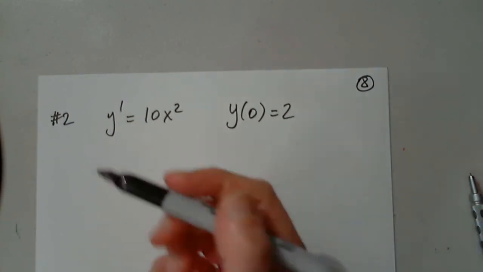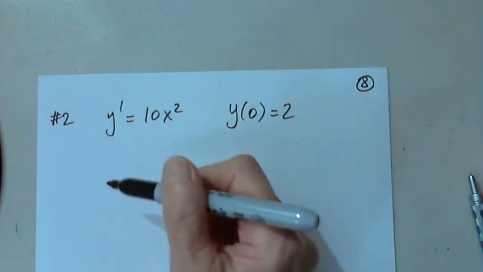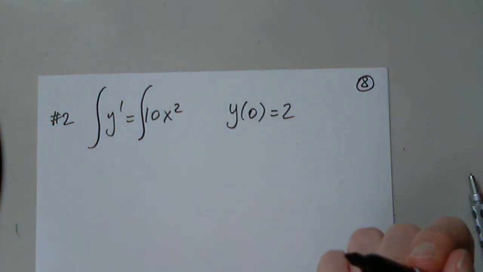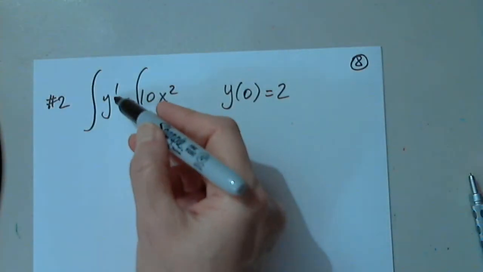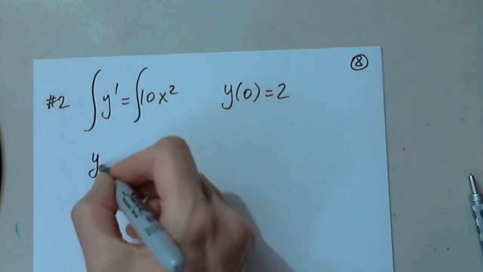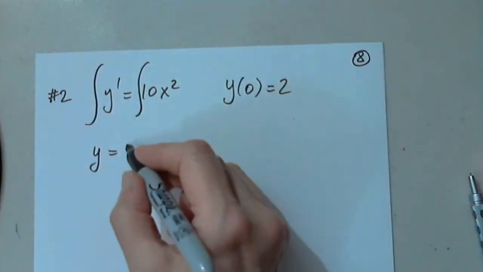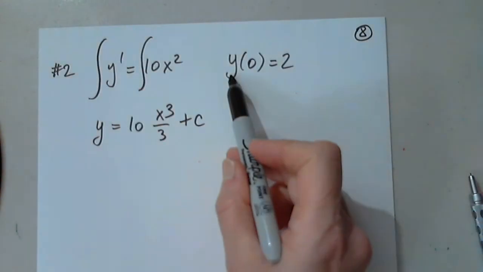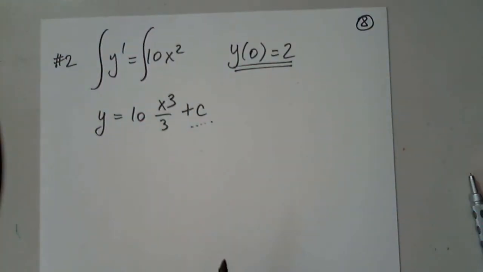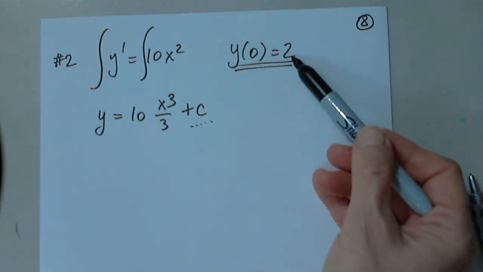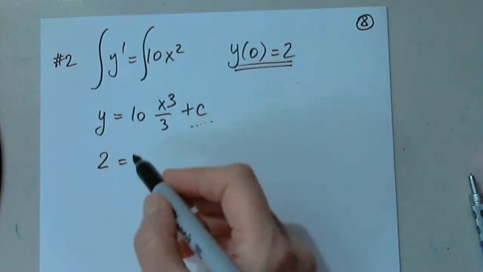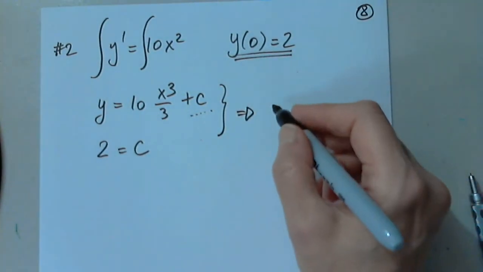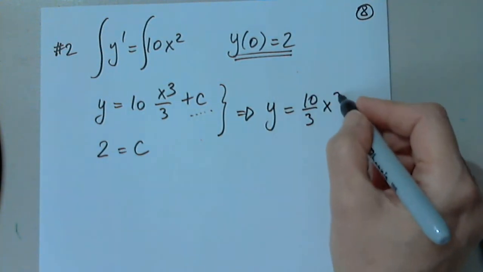Okay, perfect. So all I have to do is integrate both sides. And when I integrate the derivative, I have to get y by definition. Then here I have 10x to the third over 3 plus a constant c. And now I'm given the condition in order to find c. So when x is 0, y is 2. So 2 equals 0 plus c. So c is 2. So this is what we've been doing in chapter 4. So then y equals 10 thirds x to the third plus 2.